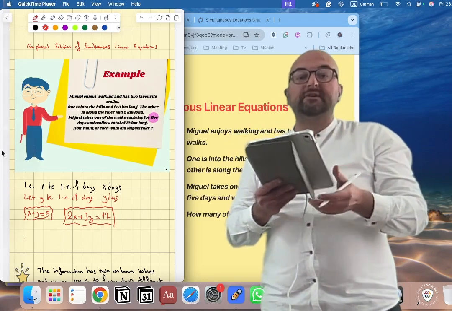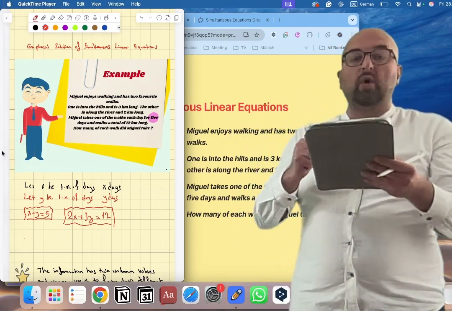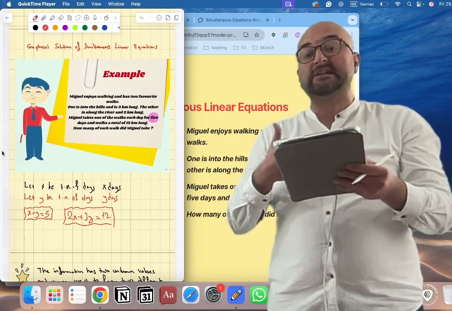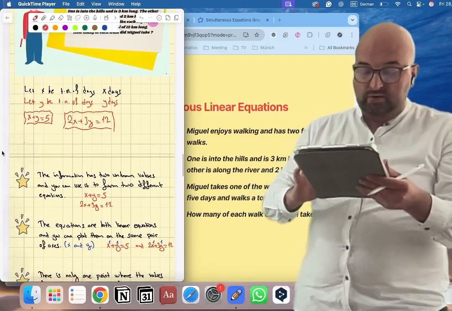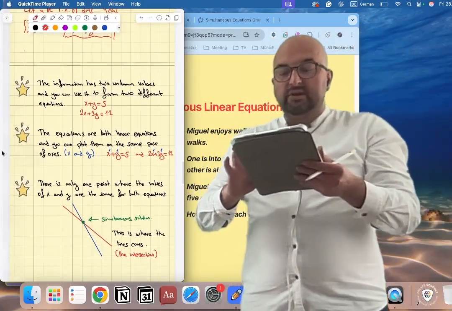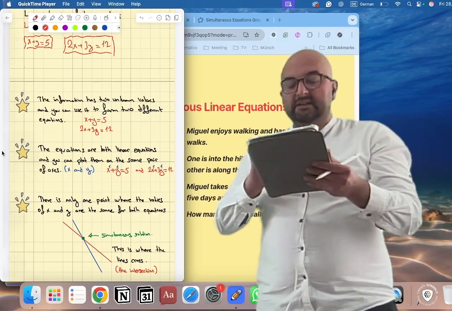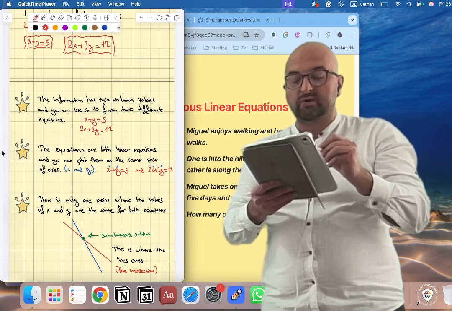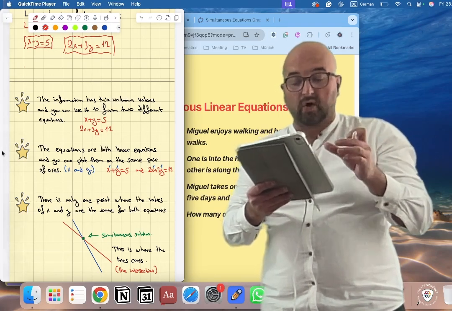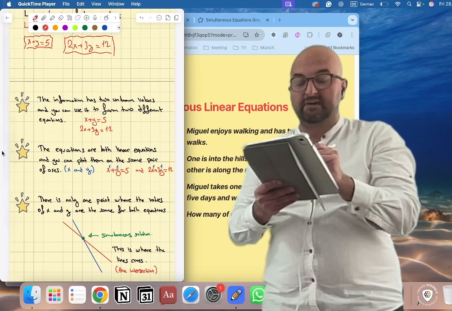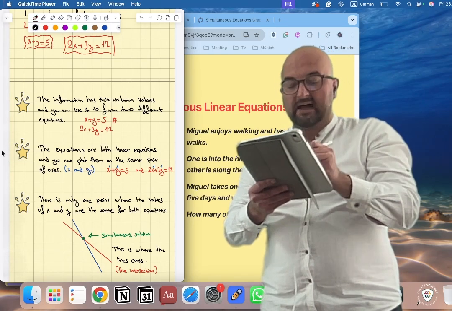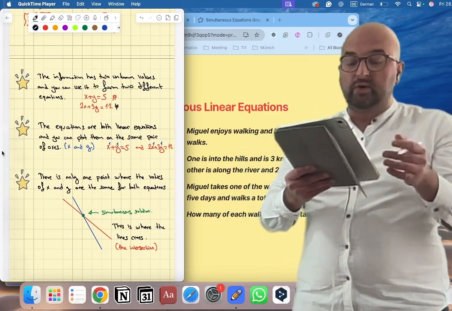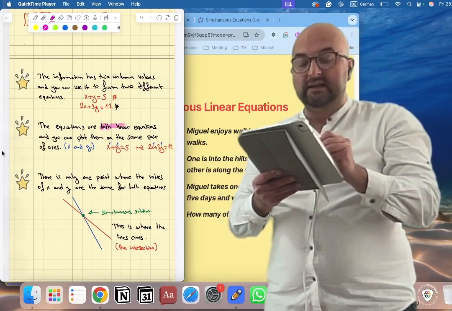Here you have two different equations, and now we will solve these two different equations simultaneously by using their graph. So firstly, you need to look over this information. We have two unknown values, and you can use them to form two different equations. Now we have the first equation here and the second equation here. And the other information is that the equations are both linear equations.